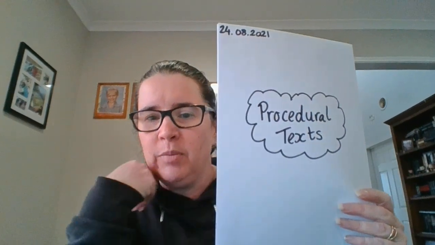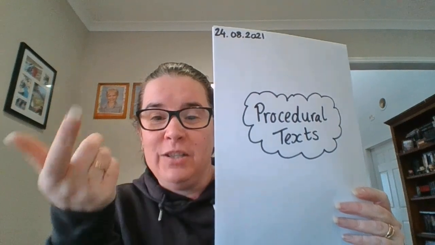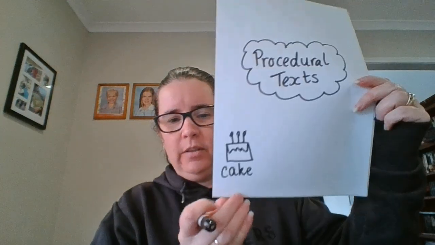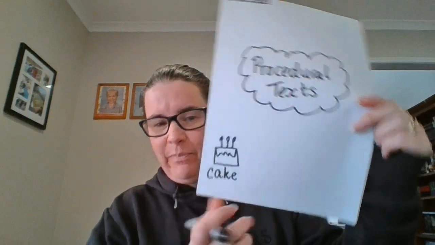So I'm going to put a couple on here as an example, and then you're going to make some more yourself. So first one I'm going to do, and I'm going to draw a little picture and I'm going to try and write it too. So you could do a procedural text about how to make cake. Alright, and there is my cake, and I've written cake.